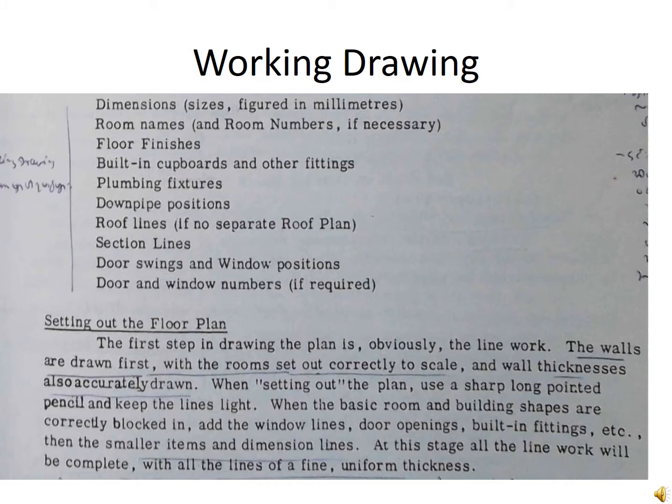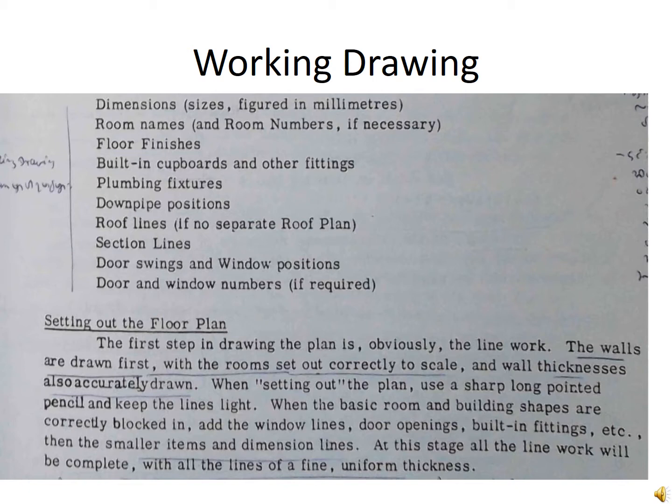Walk-in drawings are made after this, where we have to draw the detailed plan, all the individual construction, all the components, and the assembly. So those drawings are walk-in drawings. The walk-in drawing must have the dimensions, sizes, and figures in millimeters, the names of the rooms, floor finish, built-in cupboards, and other fittings, plumbing features, downpipe positions, roof line, section lines, door swing, window positions, and door and window numbers. These are included in the walk-in drawing.